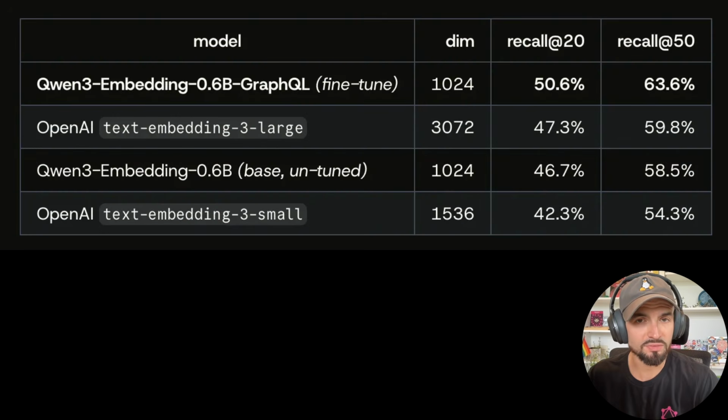The first metric is field recall. Recall at 20 asks how often the correct type.field coordinate appears somewhere among the first 20 results. The GraphQL fine-tune reaches 50.6% compared with 47.3% for OpenAI's text-embedding-3-large. When the result set expands to 50 candidates, the fine-tuned model reaches 63.6%, while the OpenAI model reaches 59.8%. That is a meaningful improvement from a much smaller model running locally.